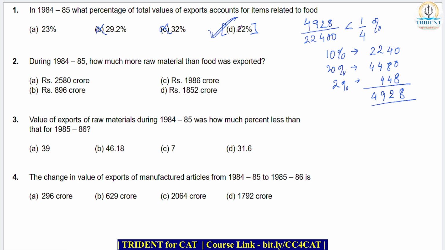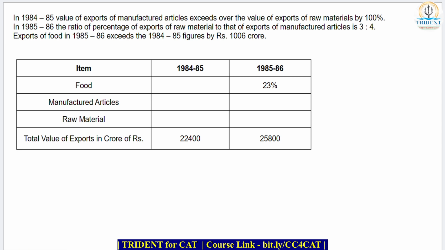We had to do this thing. You could have also used the calculator. I'm not going to do calculation like this. This was just to explain, if in an exam condition there are no calculators available, you could have used this type of method. Again, I am explaining everything on the whiteboard, but you can do these things in your mind also. Okay, now we will look into this question. During 84-85, how much more raw material than food? Okay, 84-85, raw material and food. Let us go to this.